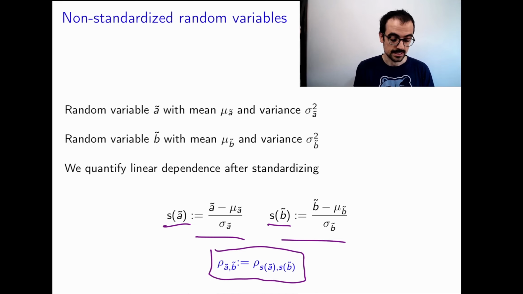So here we're saying that the correlation coefficient between A and B is exactly the same as the correlation coefficient between the standardized random variables. So we quantify linear dependence by looking at the relationship between the standardized counterparts of the random variables.